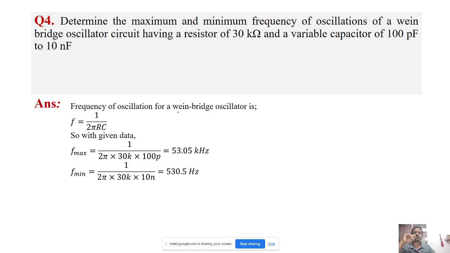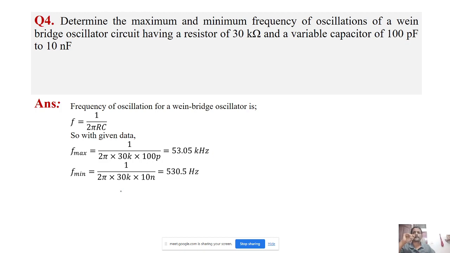Here is the solution. F max equals 1 by 2 pi into 30k into 100 pico, so we got 53.05 kilohertz. F minimum is when the capacitance is 10 nano, so we get 530.5 hertz. So we have an oscillator whose frequency can vary from 530 hertz to 53 kilohertz.